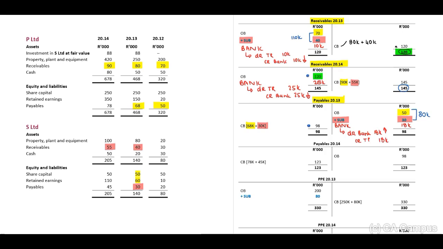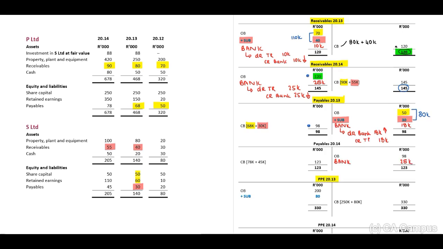Now guys, exactly the same with 20.14. Therefore 20.14 on your credit side, you need to include your bank to the value of 25,000. Now we can move on to our PPE.